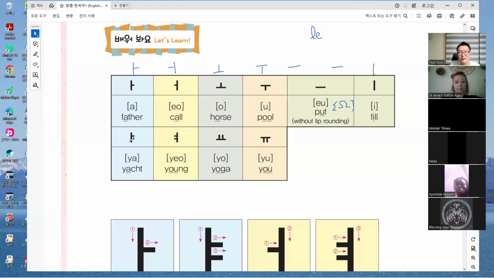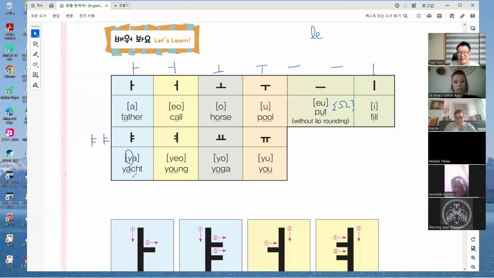Next, this one is ah, right? And add one more bar, like this. One, two, three. This one is the Y sound. So, ya, as in yacht.